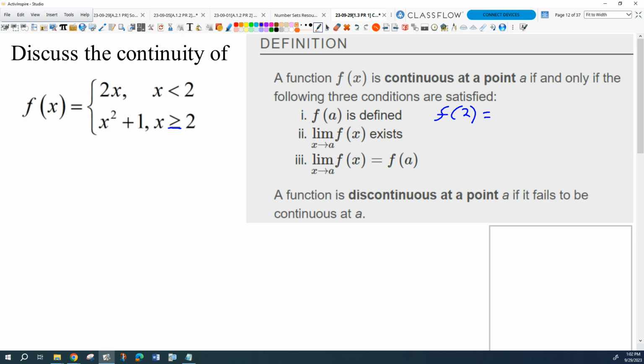What is it? 5, right? Okay, because the function is defined at 2 in the bottom piece, not the top piece. What about the limit of the function? Well, we don't know yet. What am I going to have to do to figure out if the limit exists?